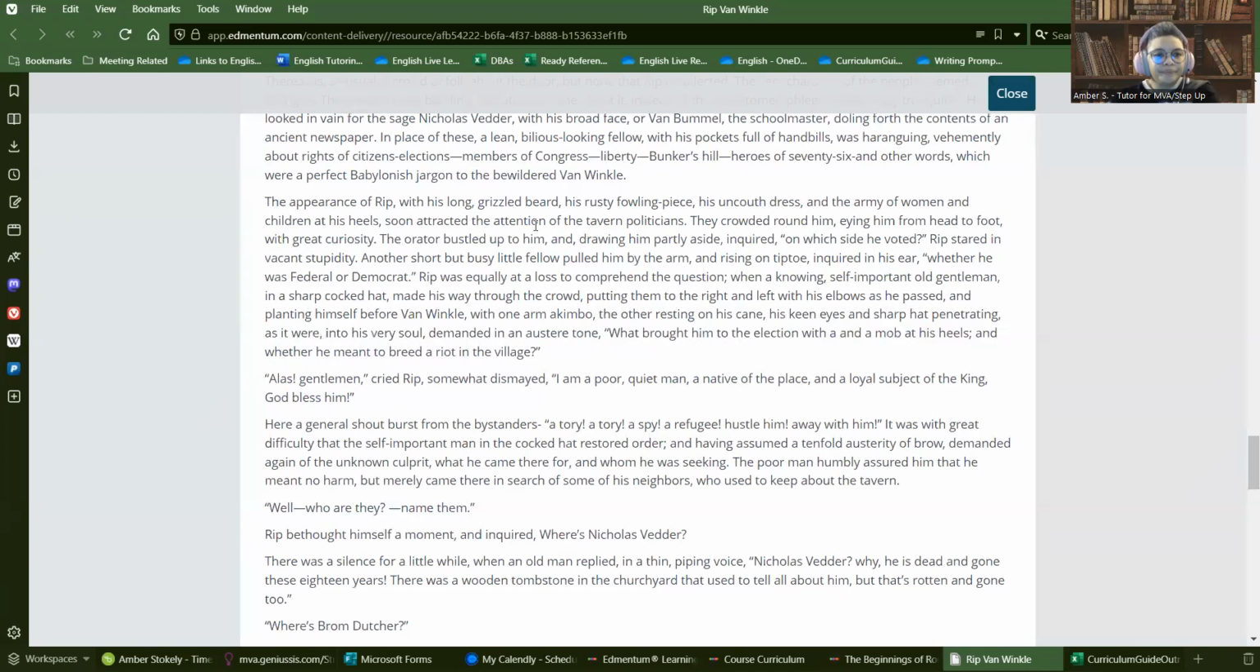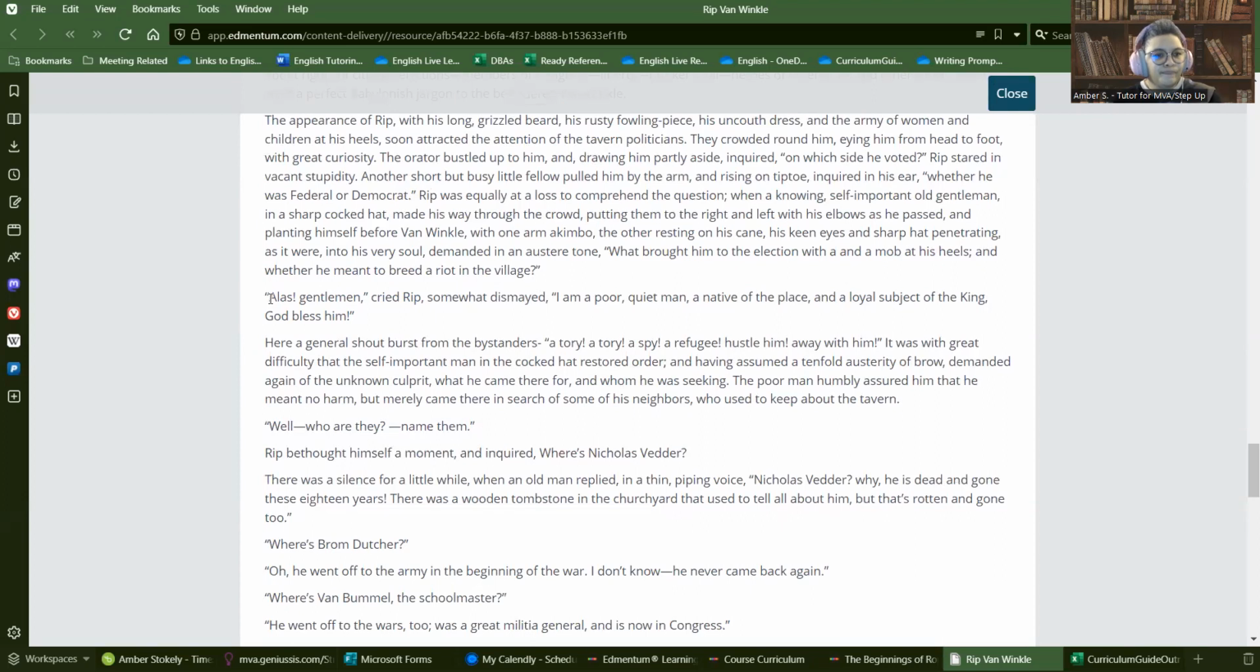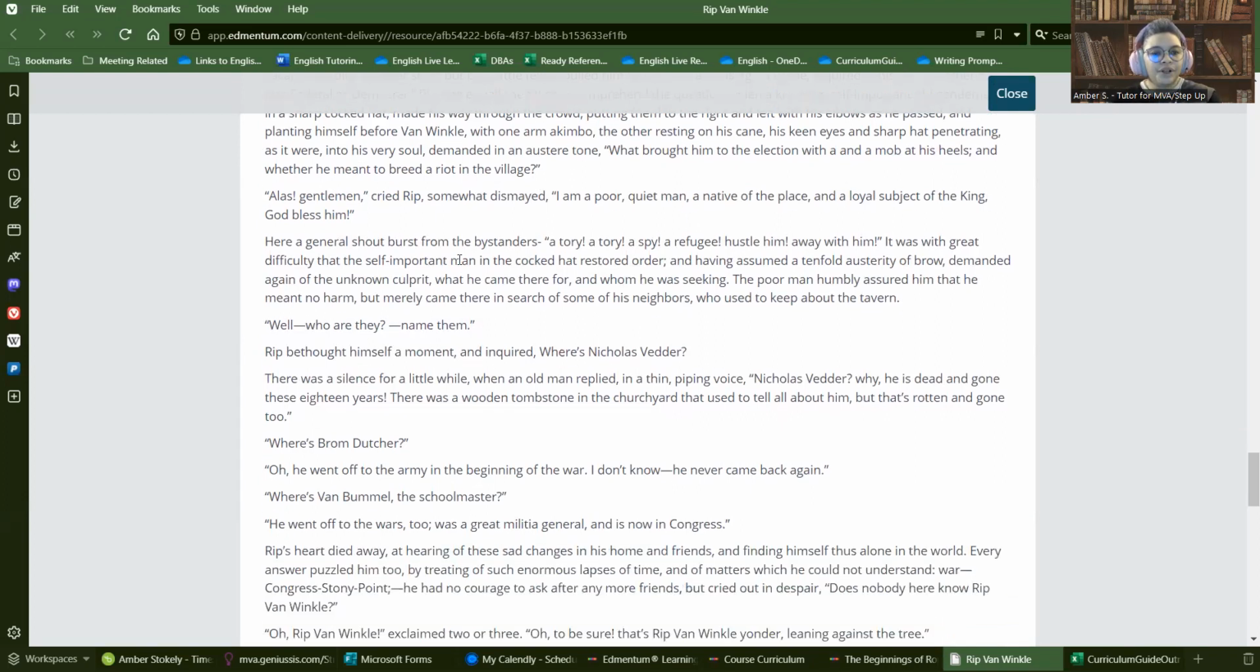So you've got two people asking him, what side did you vote on? One person gives him a little more information, federal or Democrat, but Rip doesn't know what those are. And then the third person shows up and it's just like, what brought you here? And are you trying to cause a riot? You got all these people behind you. So we're close to the end of the story now.